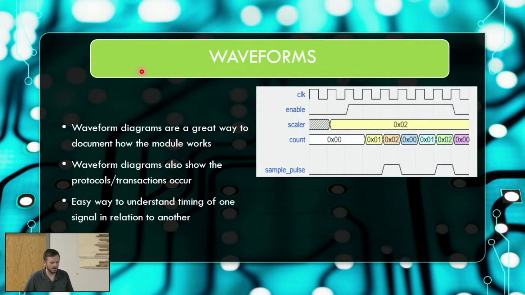One of the great ways to document your FPGA stuff is to have waveform diagrams, which is basically a visual representation of the timing of signals. It just makes it a lot easier to read and understand how they relate to each other. Because when you look at the hardware description language or the code, it's hard to figure out exactly how that's going to perform or operate. So having documentation like this makes it a lot easier.